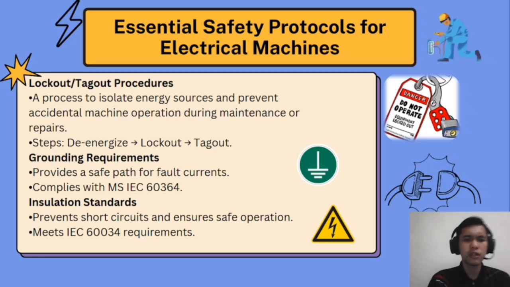So the insulation standard is to prevent short circuit and ensure safe operation, and it meets the IEC 60034 requirement. So IEC 60034 requirement is a global standard for machinery or rotary equipment, like machine. What is the standard requirement for the machine and the rotary equipment like that.